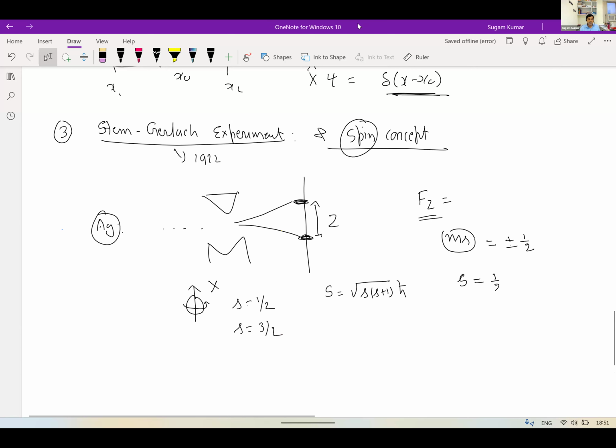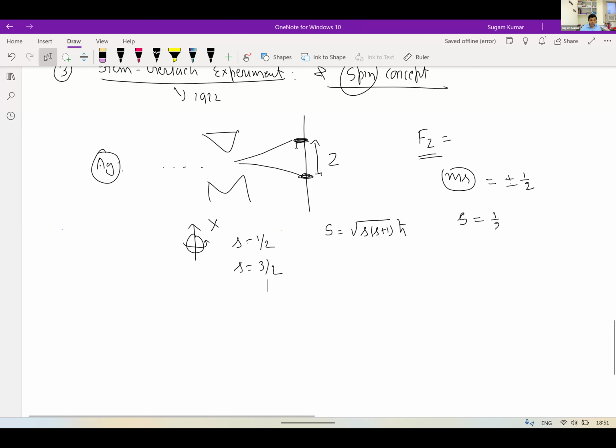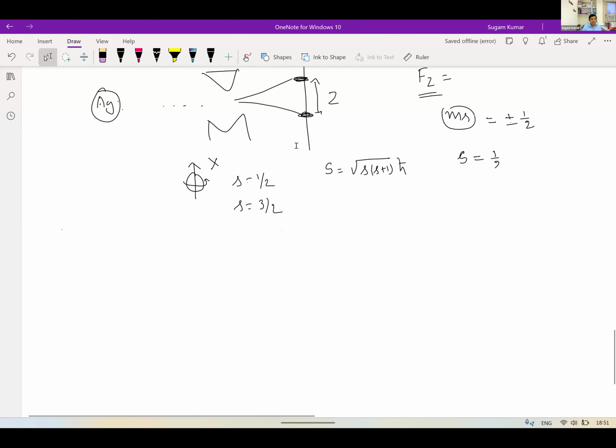And in this spin and Stern-Gerlach, I would also like to cover sequential Stern-Gerlach.